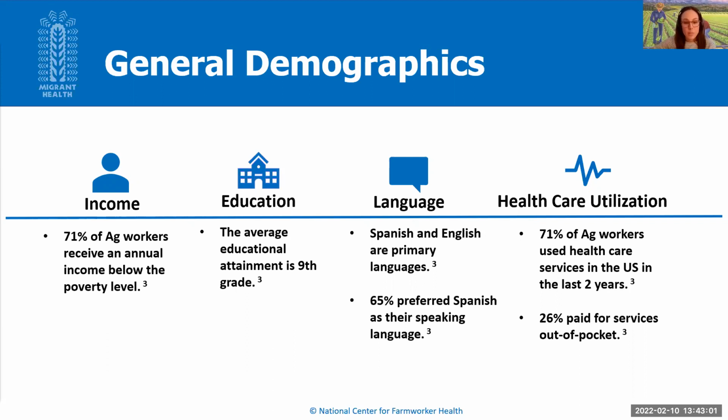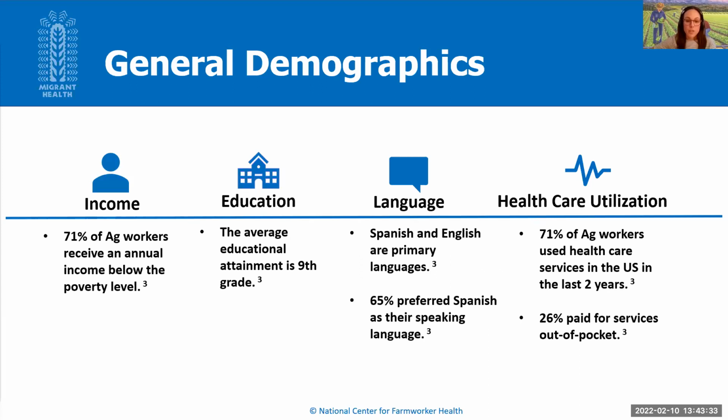Looking at language, Spanish and English are the primary languages in this population. 65% of ag workers prefer Spanish as their speaking language, and 27% prefer English. Among workers born in Mexico or Central America, nearly all reported that Spanish was their primary language. Although Spanish and English are the primary languages in this population, we do also have to consider other languages, such as Haitian Creole and indigenous languages that are also present within this population.